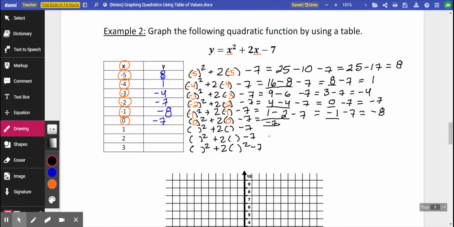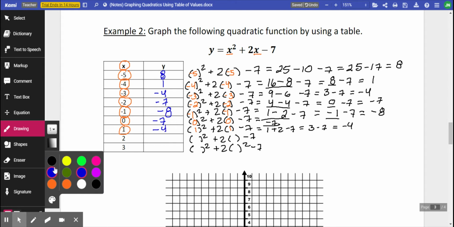Okay, so on the next one, we're going to plug in the value of positive 1. So same thing here and here. 1 squared is just going to give me 1. 2 times 1 is going to give me 2, and then we got to subtract 7 from that. So that'll give me 3 minus 7, which is equal to negative 4. So the next one will give me negative 4. Keep going down the list.